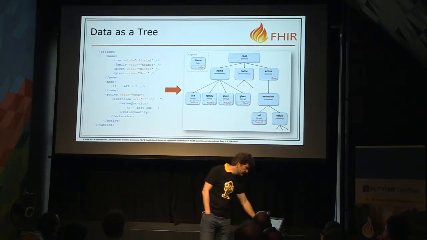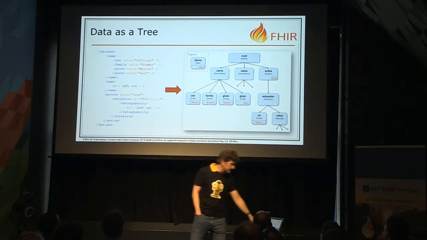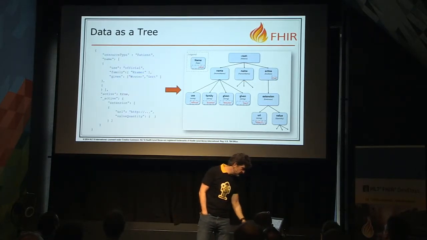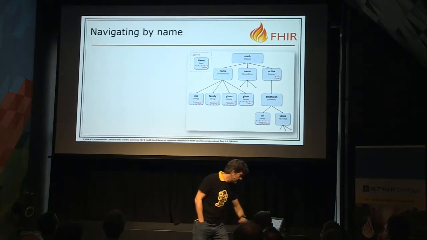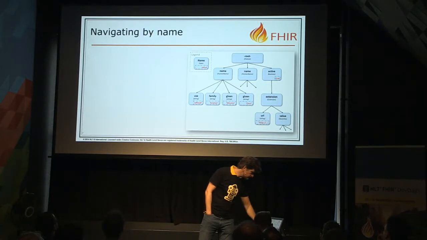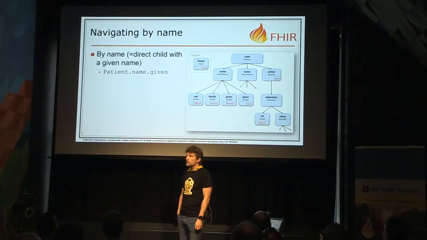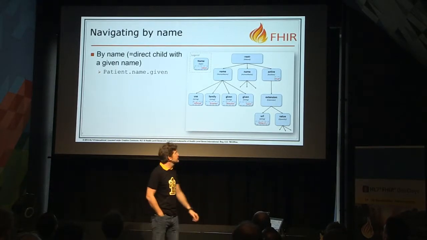So that's step one. Now what you want to do is navigate down this tree. The obvious thing to do, of course, is to use the dot. So we can navigate by name through the tree. So patient.name.given, that's the most natural way to navigate through a tree.